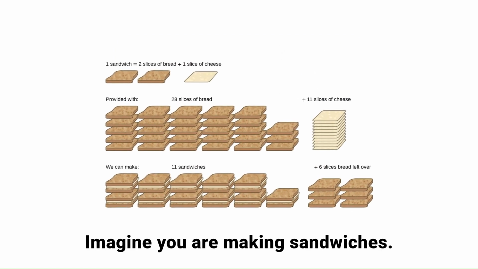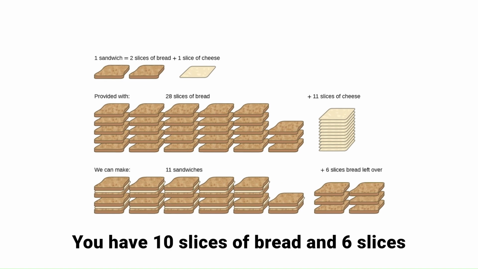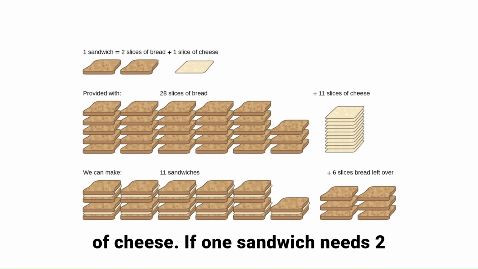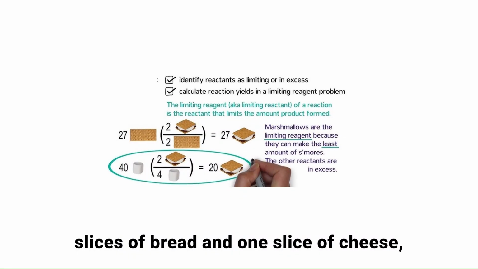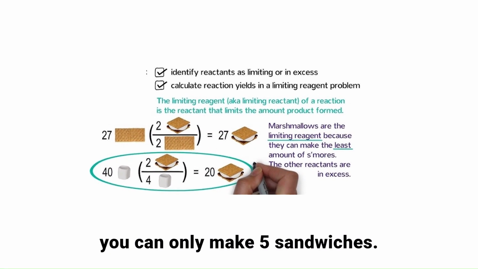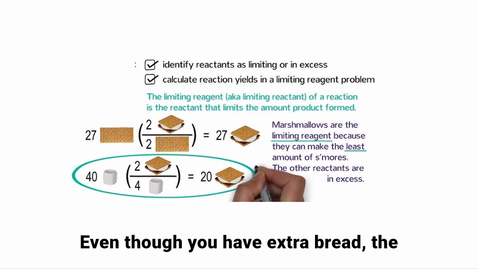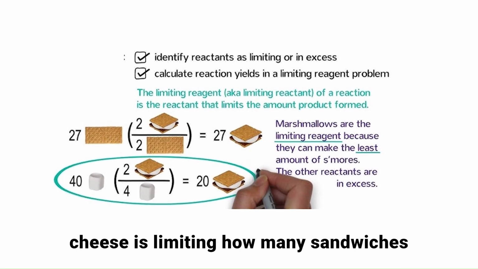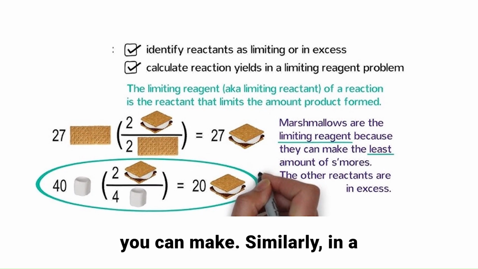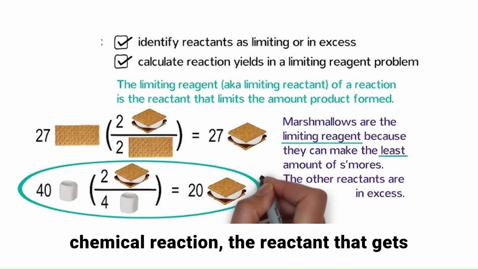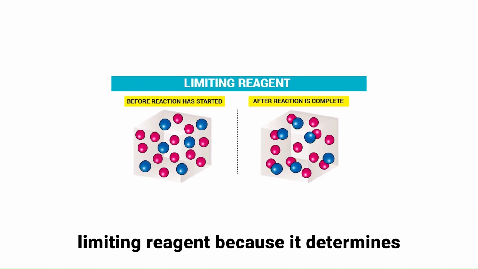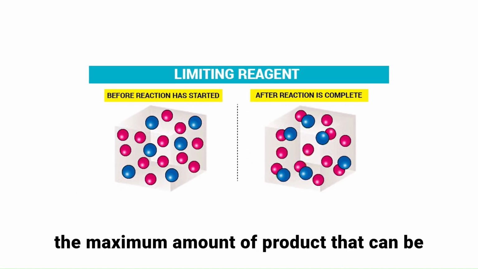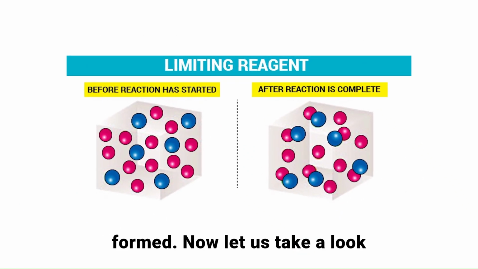Imagine you are making sandwiches. You have 10 slices of bread and 6 slices of cheese. If one sandwich needs 2 slices of bread and 1 slice of cheese, you can only make 5 sandwiches. Even though you have extra bread, the cheese is limiting how many sandwiches you can make. Similarly, in a chemical reaction, the reactant that gets completely used up first is called the limiting reagent because it determines the maximum amount of product that can be formed.